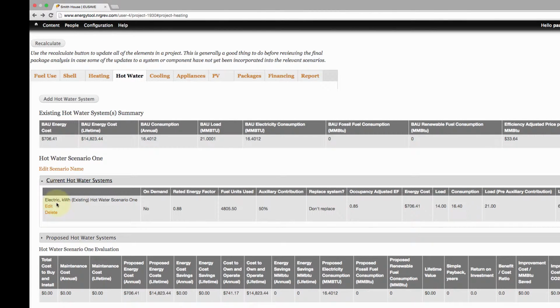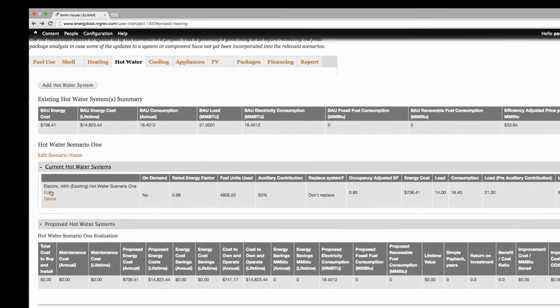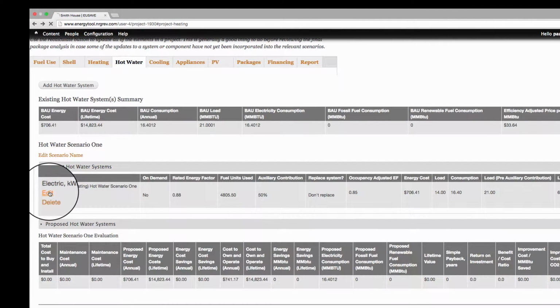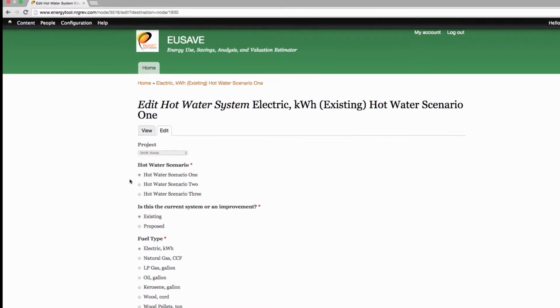We've modeled an electric water heater that's a storage tank, not on demand. A default energy factor has been ascribed to the system, and it's calculated our fuel units used. Note that these are just default entries, and it's really important to go into your hot water heater system and edit for the proper numbers, and you can choose to accept the defaults if they are appropriate.